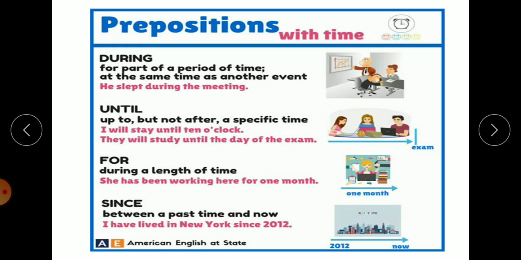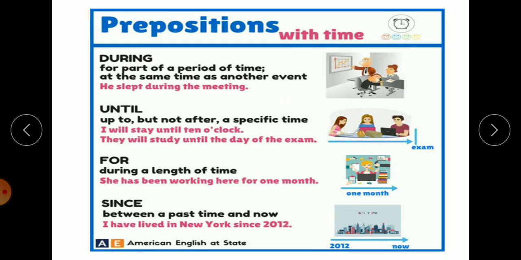Now, coming to preposition with time, few more. Like common ones we are taking here: during, until, for, and since. See, during, for part of a period of time at the same time as another event. That means it is used when some event is going on and at that time some other thing is happening. अगर दो चीज़ें साइमल्टेनियसली हो रही हैं, एक साथ हो रही हैं, और दूसरा इवेंट चल रहा है, then that time we are using preposition during.